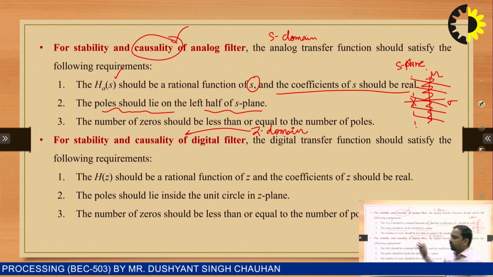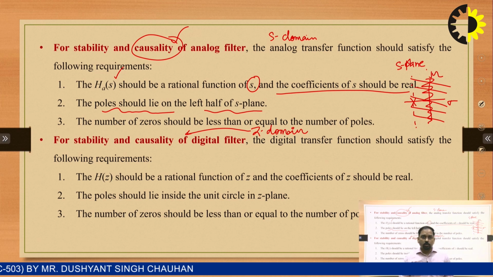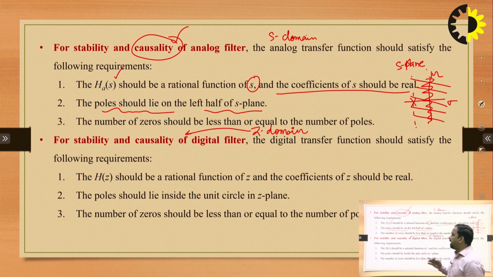Also, the third important point here is that the order, the power in the numerator, is definitely less than the power in the denominator. That means the number of zeros should be less than or equal to the number of poles present in the transfer function H of s. Now this is regarding the stability of an analog filter.